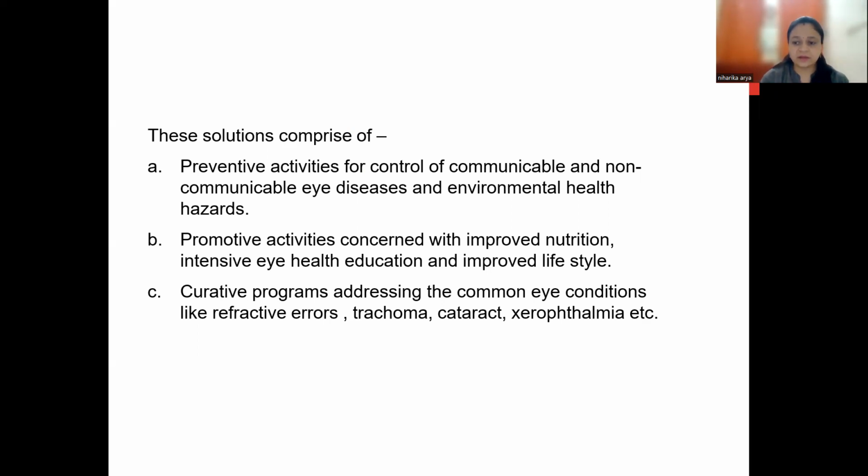It includes the control of communicable and non-communicable eye disease in the community. Second, promotive activities concerned with improved nutrition and intensive eye health education and improved lifestyle. Third is the curative, addressing the common eye conditions like refractive error, glaucoma, cataract, and xerophthalmia.